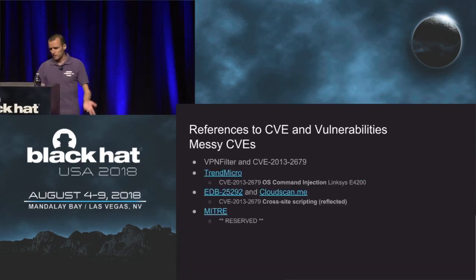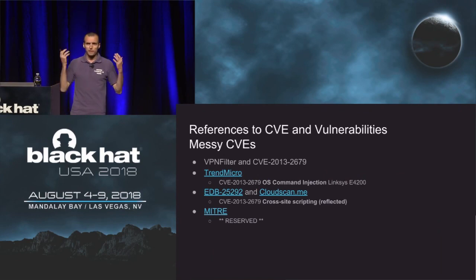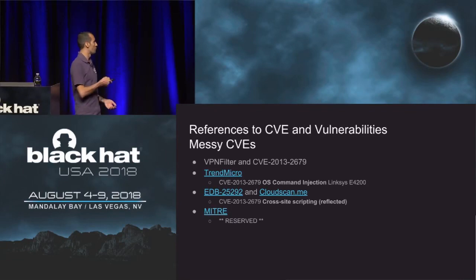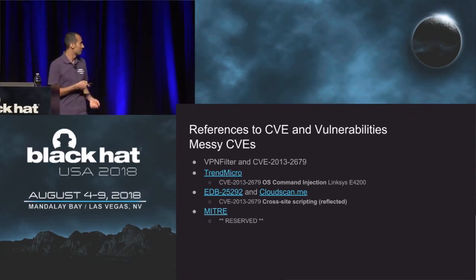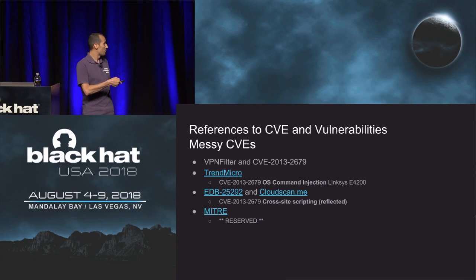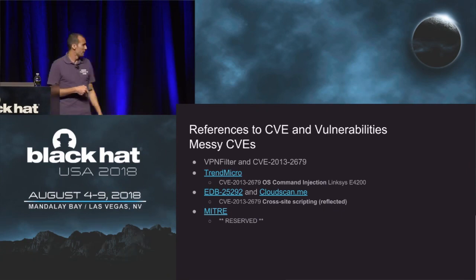Then another example is the messy CVE numbers. I call them messy, meaning that they relate to the same malware family or to the same CVE, but all the information is contradictory or utterly confusing. So VPNFilter, CVE number 2013-2679. Trend Micro, they do good analysis. They mention OS command injection for a Linksys device. If you go to Exploit DB or to the reporter of this vulnerability, the same vulnerability is stated as cross-site scripting, reflected, so there's no relation to that.